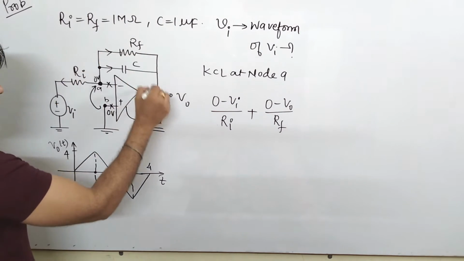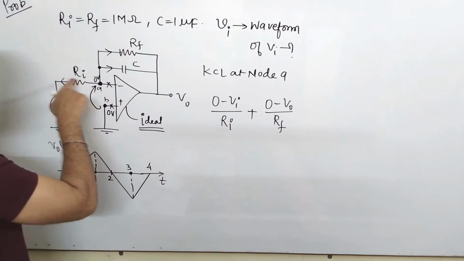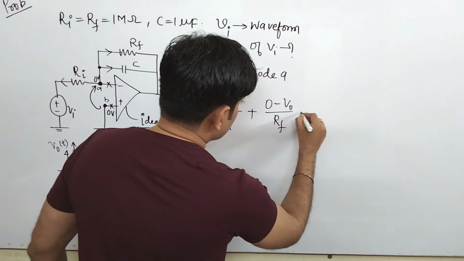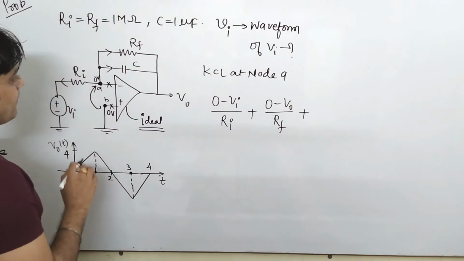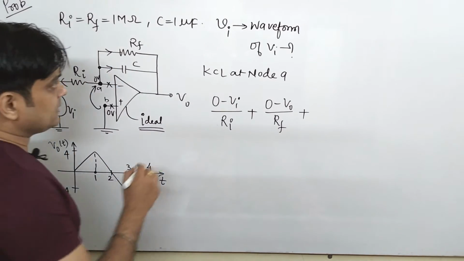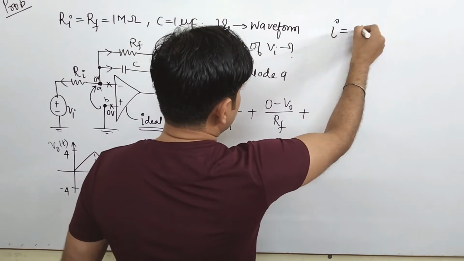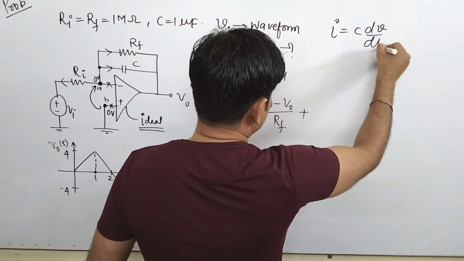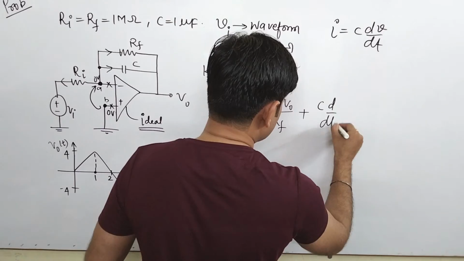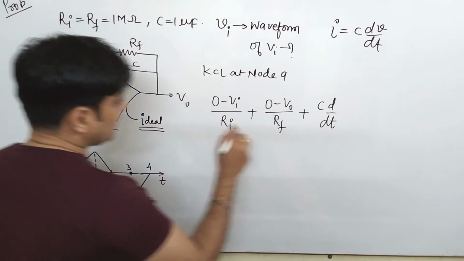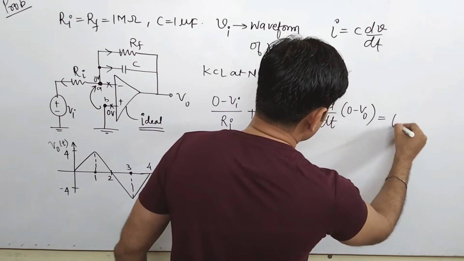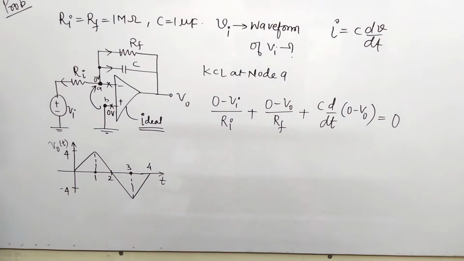So it is 0 minus V0 upon Rf, you can write 0 minus Vi upon Ri, plus, when you talk about the current across the capacitor, we know the current across a capacitor is given by C dV by dt. So this comes to be C d upon dt. This current I is what? It is 0 minus V0. Yes, you can write it as 0 minus V0, that is equal to 0. Can you write this equation?